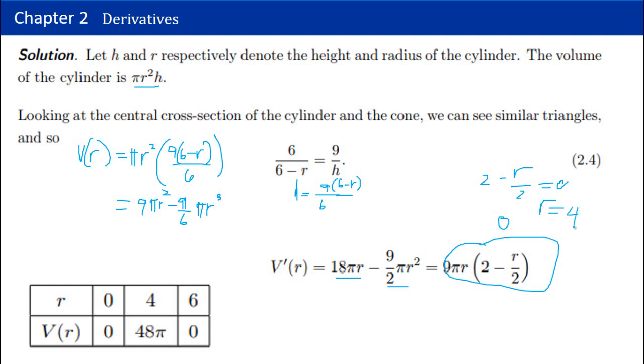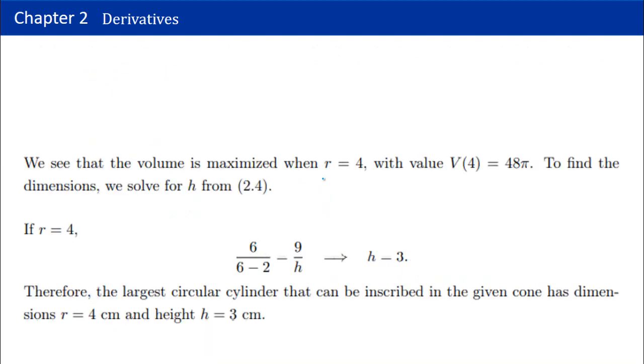And for that, if r is 4, go back here. What is the height? That is 9 times 6 minus 4 over 6, which is 18 over 6, and that is 3. So the height must be equal to 3. And the volume is 9 times 4 squared times 3, since our h is 3, and you will get 48 pi. This is the volume of our cylinder. Therefore, the volume is maximized when the radius is 4 and the height is 3, giving a volume of 48 pi.